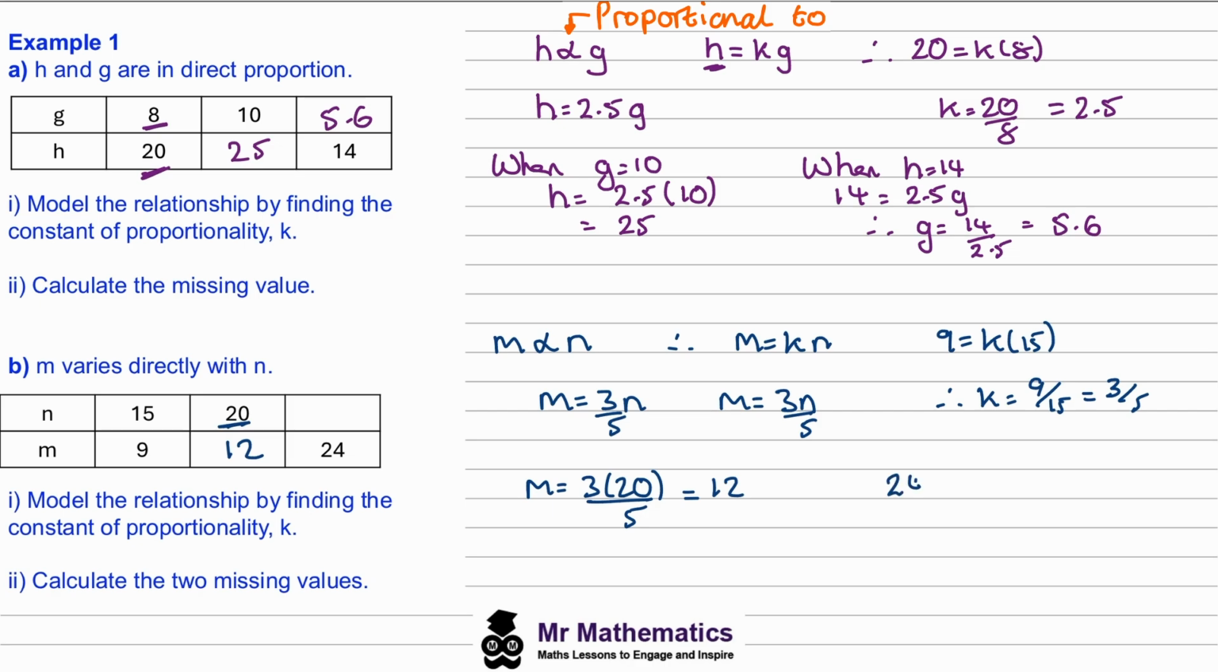And if m is 24, this will be 3n over 5. We'll multiply both sides by the 5, so we get 120 will equal 3n. Divide both sides by the 3, so n will equal 40. How did you get on with that? Let's try some more examples.